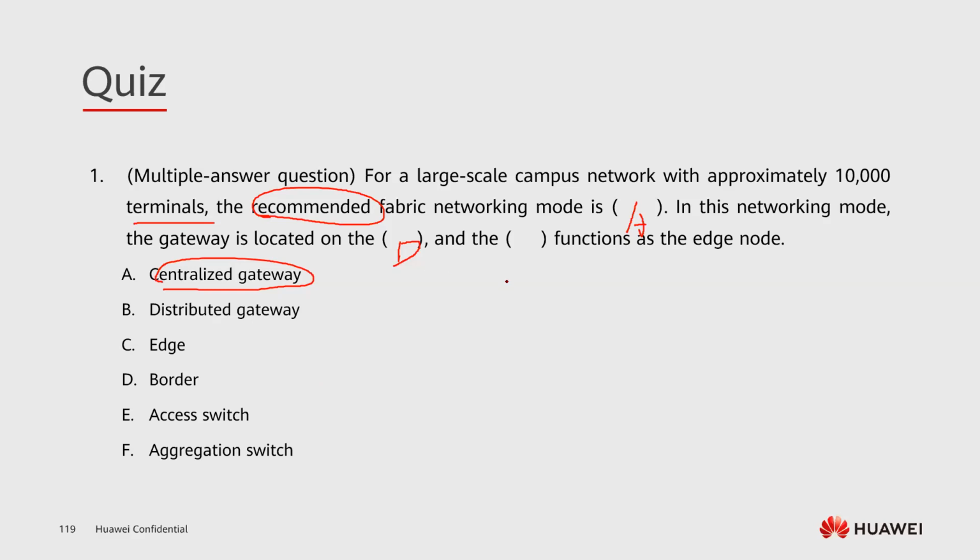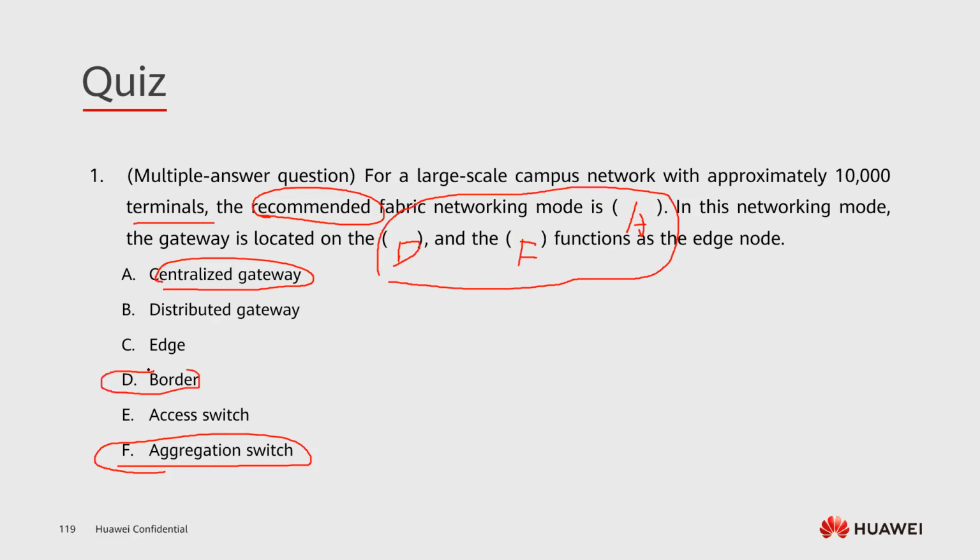We suggest the aggregation layer, because as usual, in most scenarios the access layer switches do not support VXLAN. So in this scenario, centralized gateway on the border and edge on the aggregation layer is the network mode we suggest you establish on your own network based on our Cloud Campus solution.